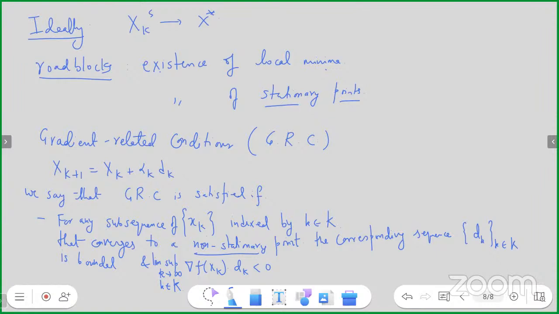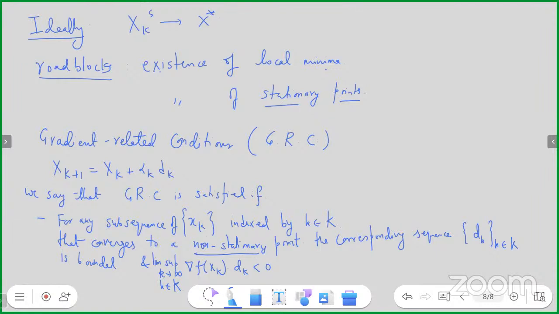Zero is ruled out by the fact that it's non-stationary. Unbounded is ruled out by the fact that it is convergent. Because when do we say something converges? Converging to plus infinity is automatically ruled out. So that's why the steepest descent actually satisfies this condition.